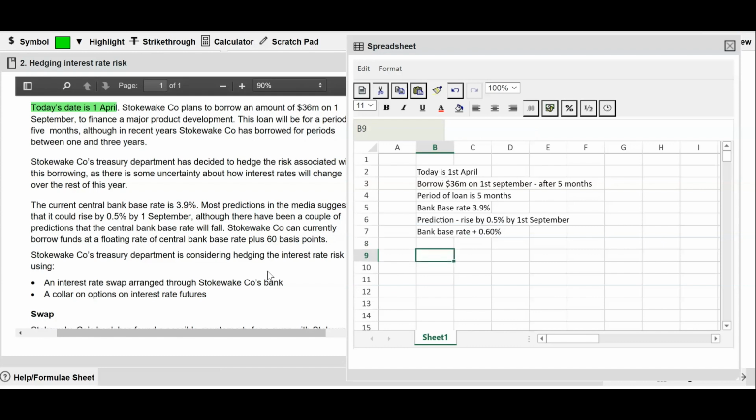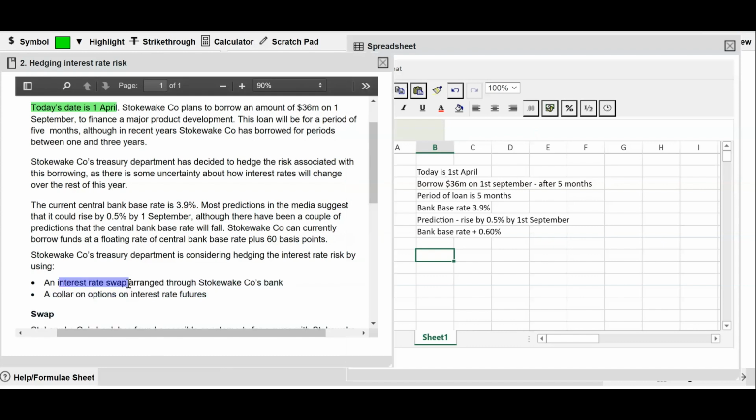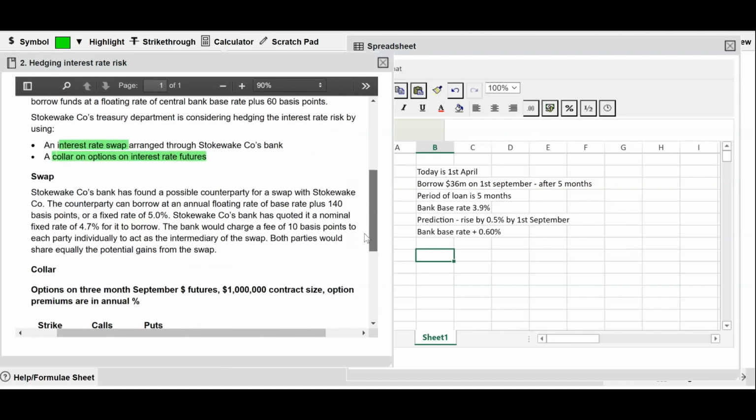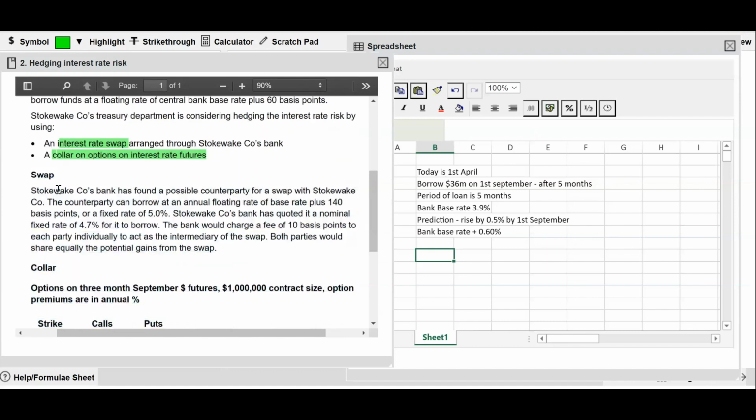Stockweek's treasury department is considering interest rate risk management using two options. One is the interest rate swap. The other one is a collar on options on the interest rate futures. The first information is given on the swap, and let's solve the swap one.